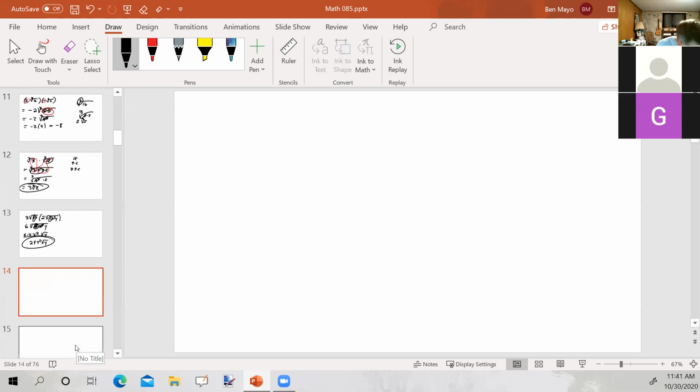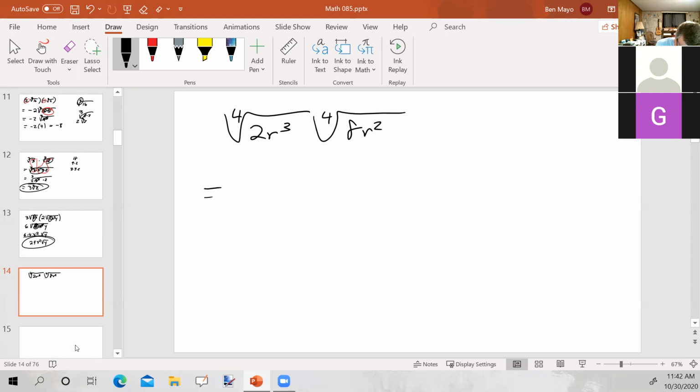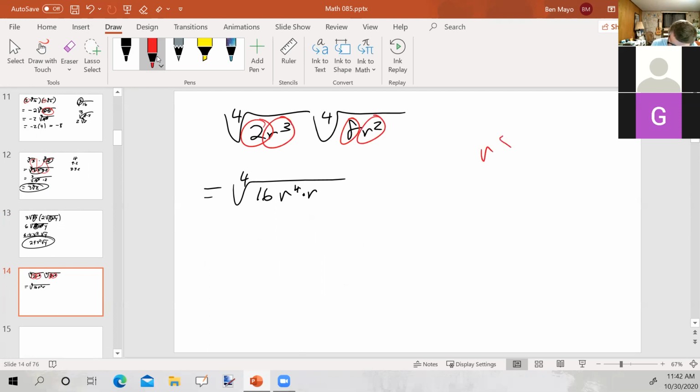All right. Let's see here. The 4th root of 2r cubed times the 4th root of 8r squared. That would be the 4th root of 16r to the 4th times r. Now, again, why did I do that? 2 times 8 is 16, and 16 is 2 to the 4th power. R cubed times r squared is r to the 5th, but I went ahead and broke it up into r to the 4th times r because of the index. Okay, so kind of thinking ahead.